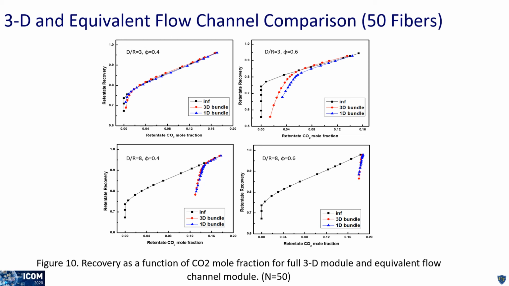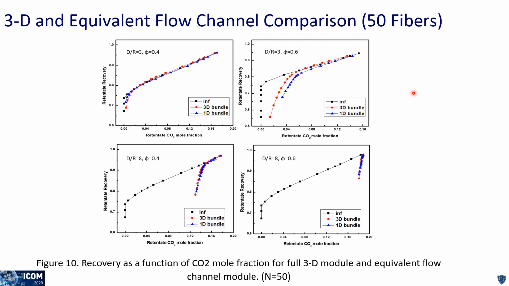Looking at these figures, which are plots of the retentate recovery as a function of retentate CO2 mole fraction, you see the agreement between the full 3D simulations and the equivalent flow channel calculations is fairly good. The top two figures are for a D/R value of 3 and a fiber packing fraction of 0.4 on the left and 0.6 on the right. The same fiber packing fractions are shown on the bottom, but for a D/R value of 8.